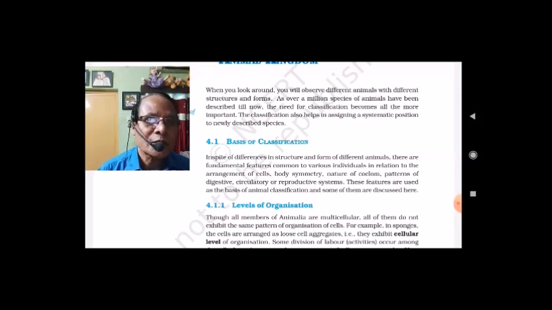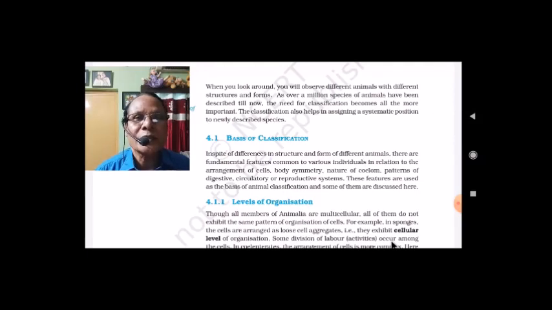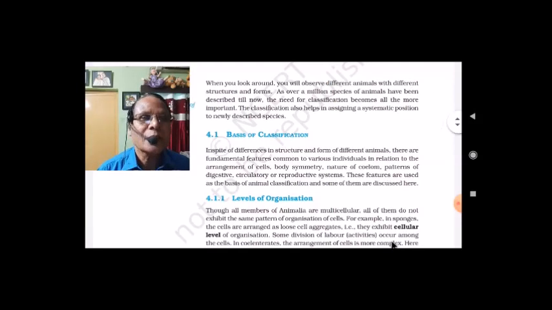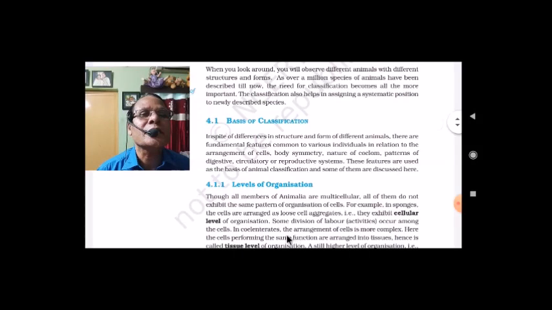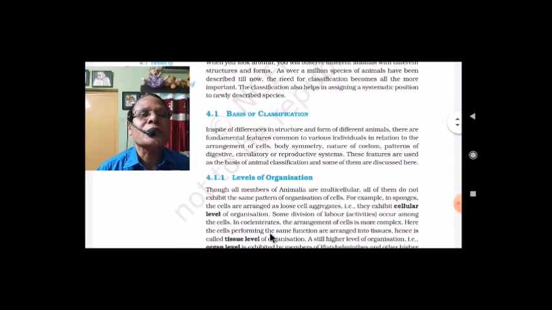That is in the case of sponges. Though the cells are grouped, every cell has its own function. That means there is a division of labor among the cells, though there is no formation of tissues or organs. The second level: if we take the coelenterates like Hydra, the cells are organized to form tissues. So there is what is called the tissue level of organization in the case of coelenterates, and they perform definite functions.